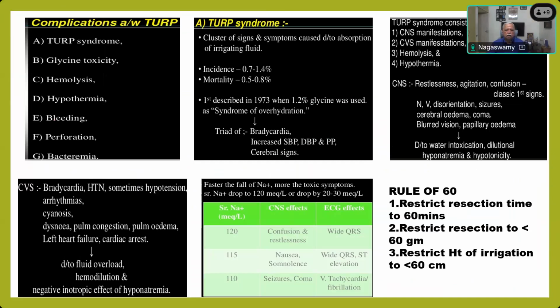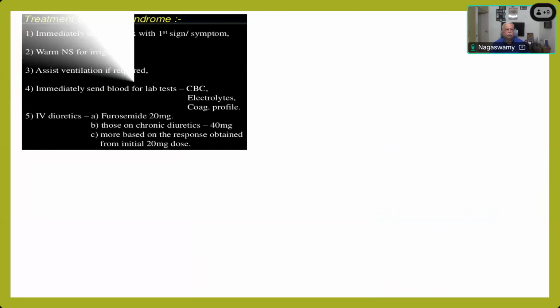And things that happen at various levels of decreasing sodium. At 120, from 135 it comes to 123, the patient goes in for confusion, restlessness. ECG will show a wide QRS. When it goes to 115, they will have nausea and drowsiness, and the wide QRS and ST elevation will happen. When they go to 110, they may throw a fit, they may have ventricular tachycardia or fibrillation. So this is also asked, at various levels of sodium, what are all the changes that happen in the patient as well as in the EKG.